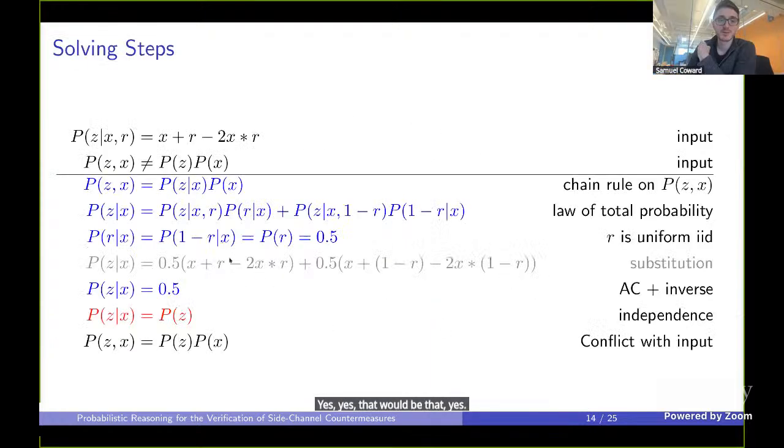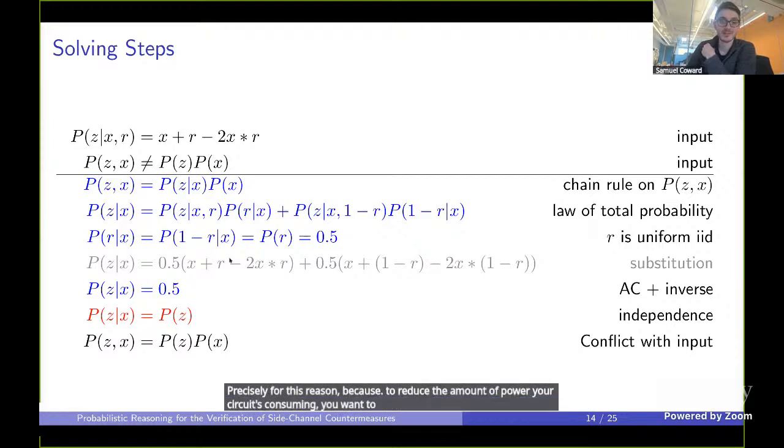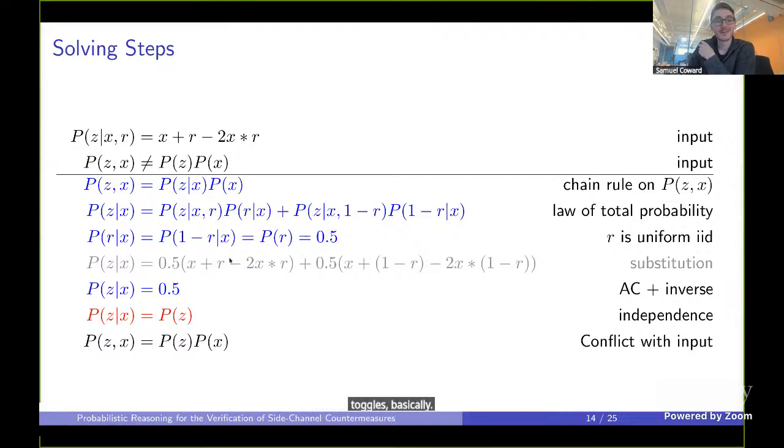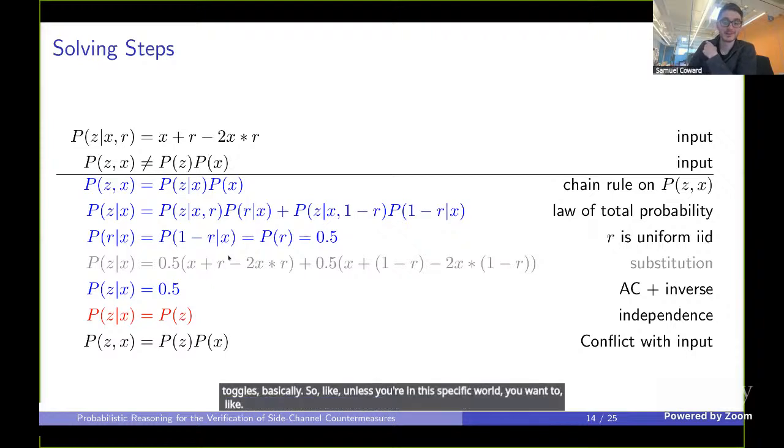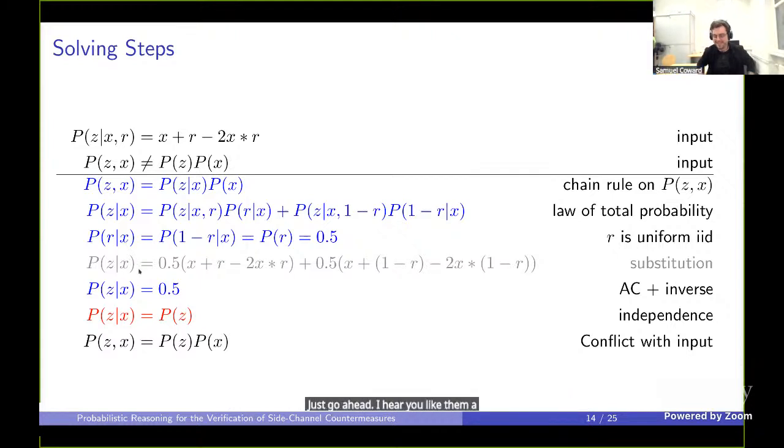From a hardware perspective, it's quite funny that we spend our whole lives trying to remove XOR gates precisely for this reason, because to reduce the amount of power your circuit is consuming, you want to avoid gates that can just generate a load of toggles, basically. So unless you're in this specific world, you want to avoid XORs as much as you can. Here we want them very much. But here you like them a lot. It's kind of funny. Yes, it is a bit counterintuitive sometimes.